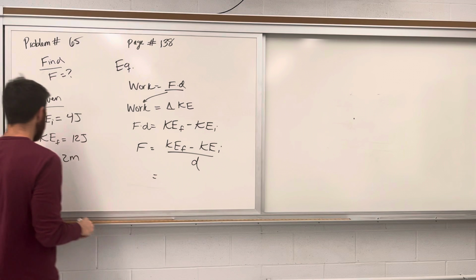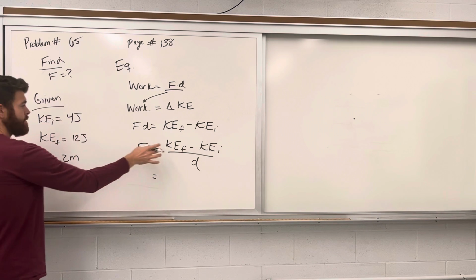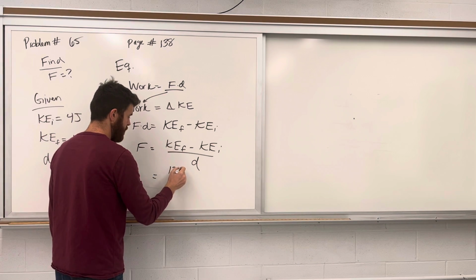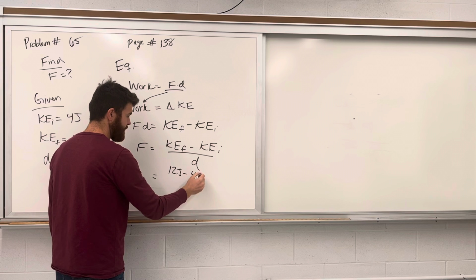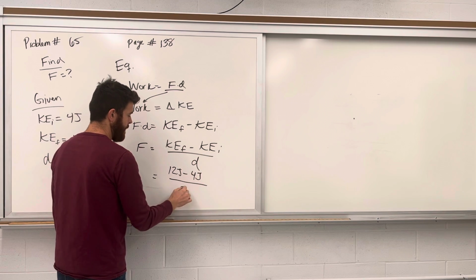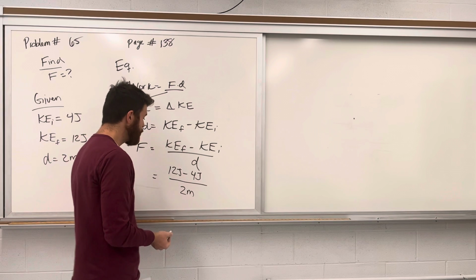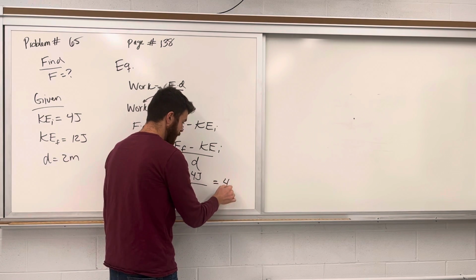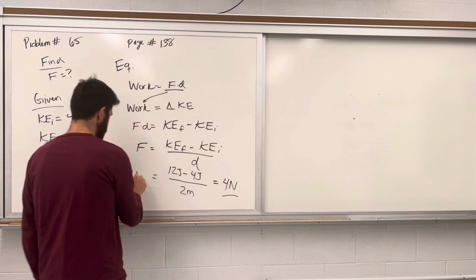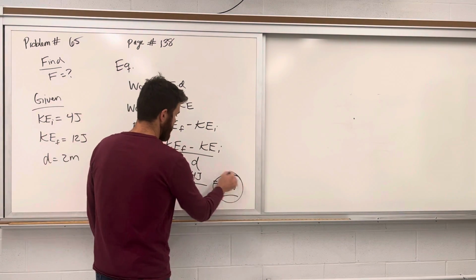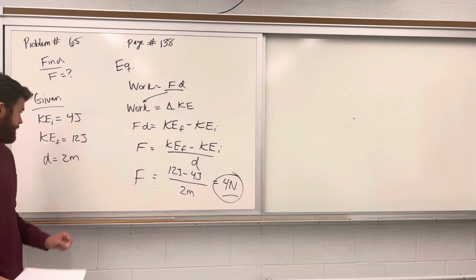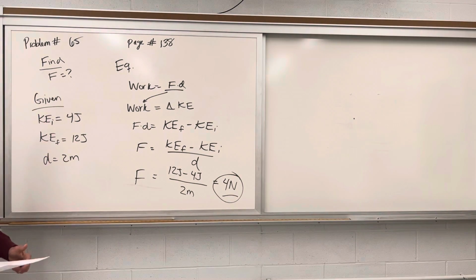And now plugging in our numbers, we have 12 joules as our final kinetic energy minus 4 joules as our initial kinetic energy, divided by 2 meters. 12 minus 4 is 8. 8 divided by 2 gives us 4 newtons. Okay? So that's the average force that is exerted on the radio-controlled car through that 2 meters.